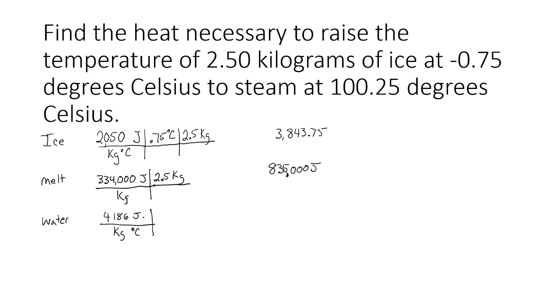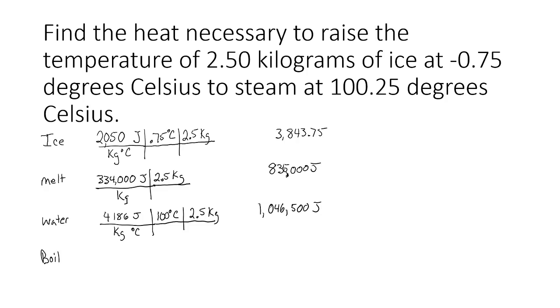The fiducial points of water are 0 and 100, so the difference between them is 100 degrees Celsius. And we were given in the problem that we have 2.5 kilograms of water. So we can multiply all those values together, 4,186 times 100 times 2.5. And we're going to get 1,046,500 joules. Now we're going to find the big one, boiling.